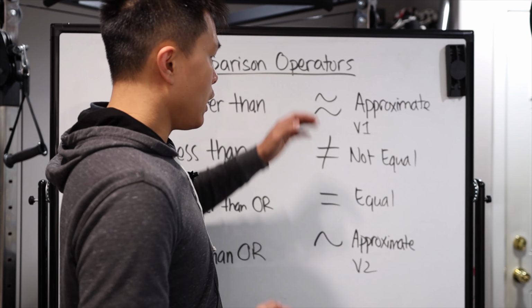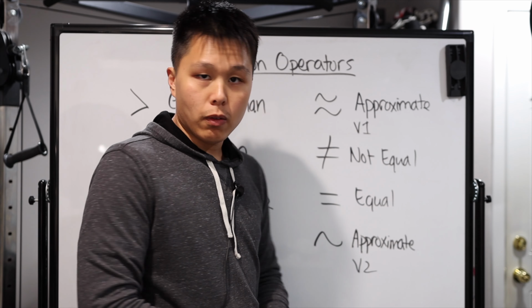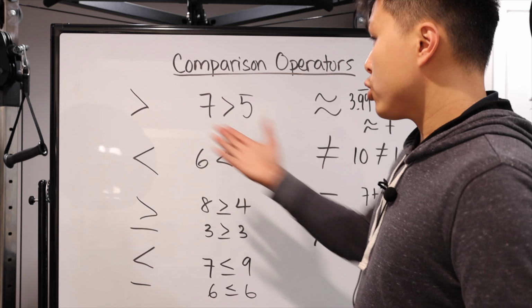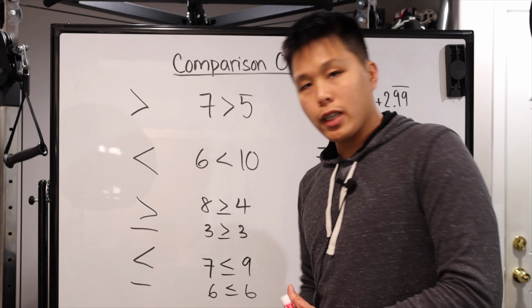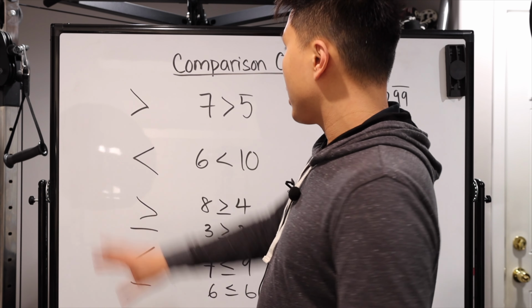Then you have, once again, approximate version 1 and approximate version 2. All right, so let's start off with these symbols right here with examples, right? The first one is greater than, because guess what?